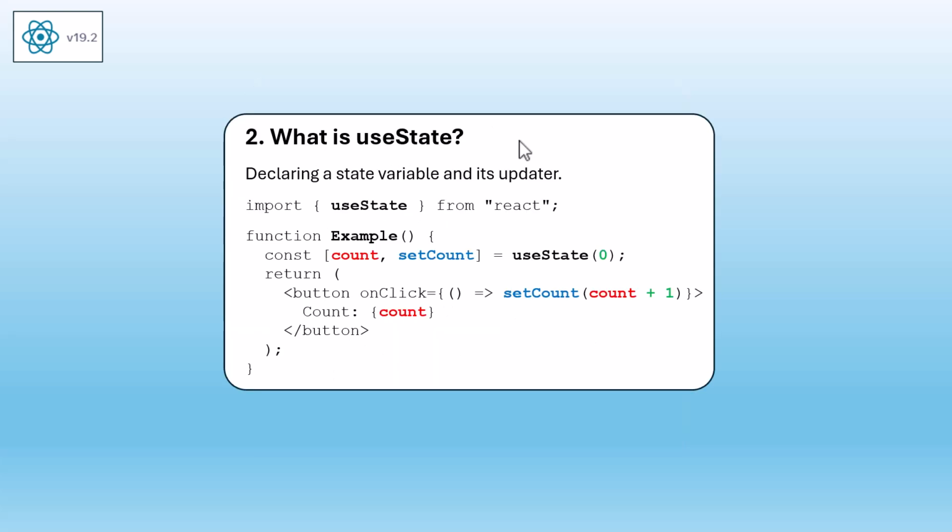2. What is useState? At a high level, useState is a special function, often called a hook, provided by React that allows you to add a state variable to a component. By state, we mean a piece of data that influences what the component renders, and which can change over time in response to user actions or other events. When you use useState, you declare a state variable and a corresponding function to update it.